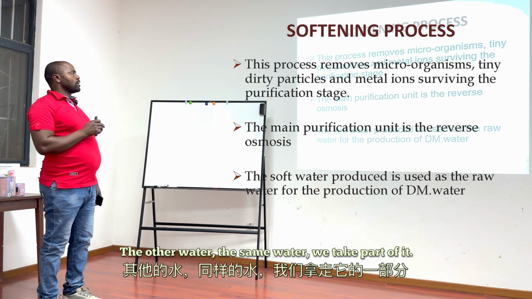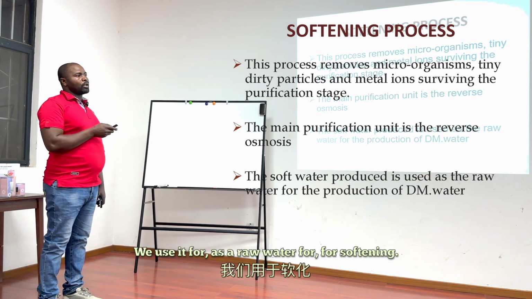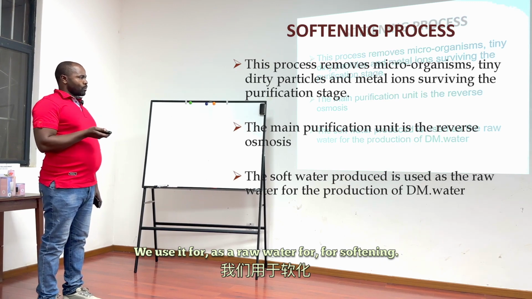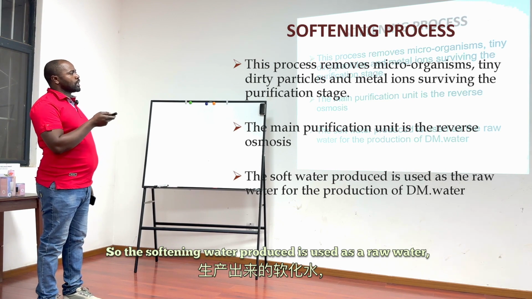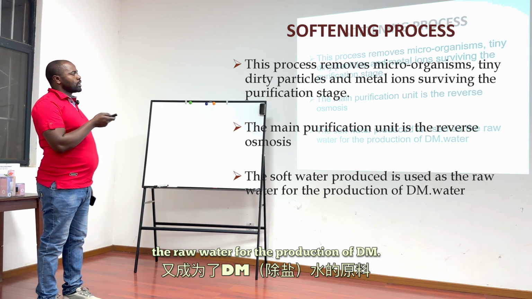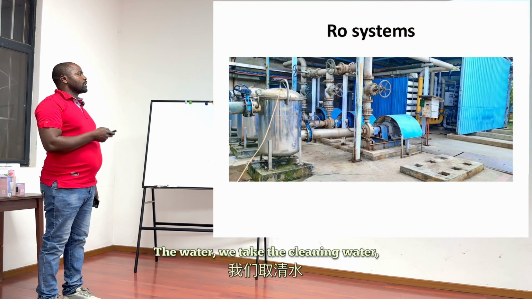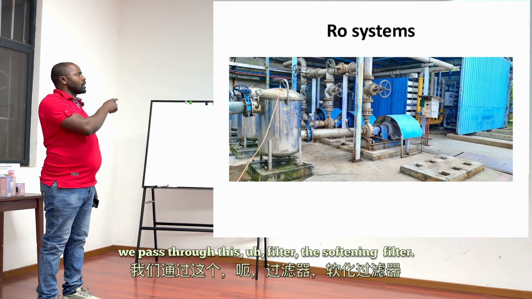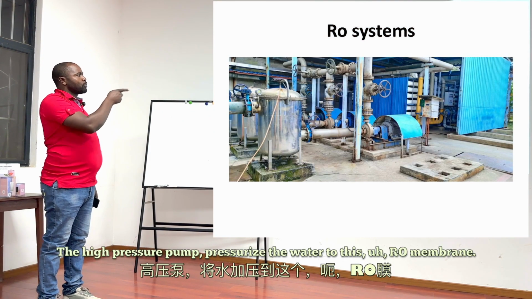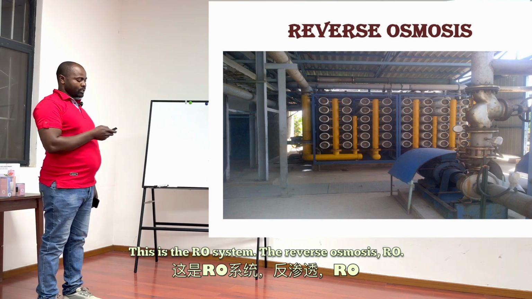The other water, the same water, we take part of it. We use it as raw water for the soft water. So the soft water produced is used as the raw water for the production of DM. This is the RO system. We take the cleaning water and pass it through this filter, the safety guard filter. The high pressure pump pressurizes the water to the RO membrane. This is the RO system, the reverse osmosis in other words.